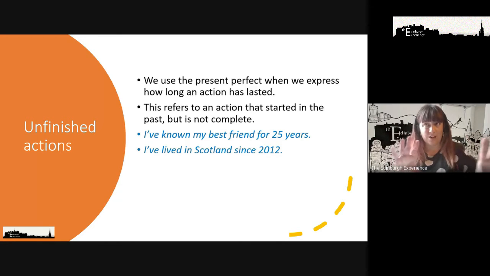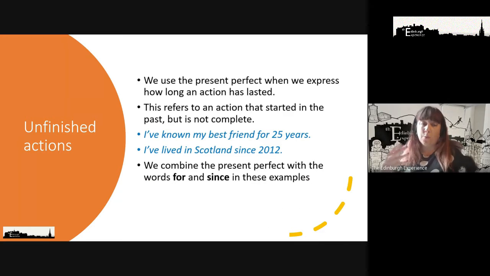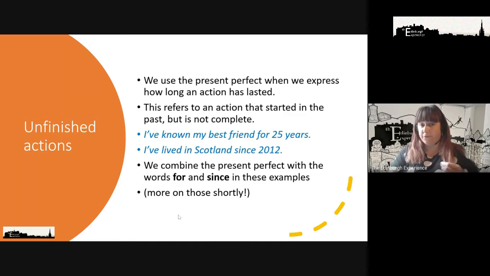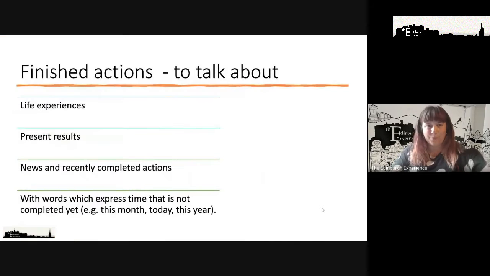So that's this idea of the two times, yeah, the past and the present. So when we use the present perfect to describe unfinished actions, that's when you'll very often see it with those two words, for and since, okay, when we're talking about periods of time. I'm going to explain more about for and since in a little bit, okay, so I'll come back to that. But first, we're going to have a look at the pragmatics.